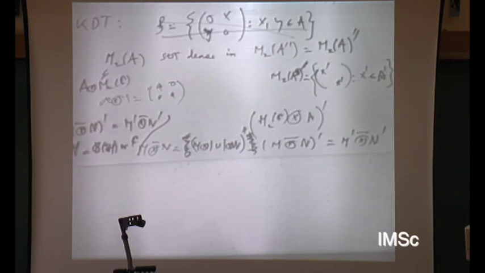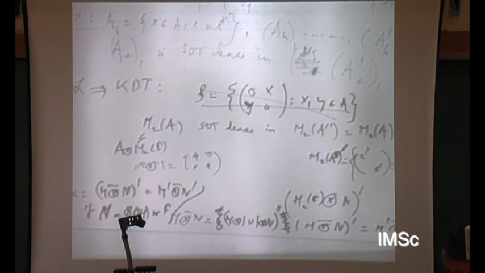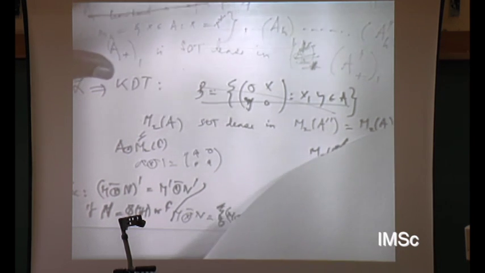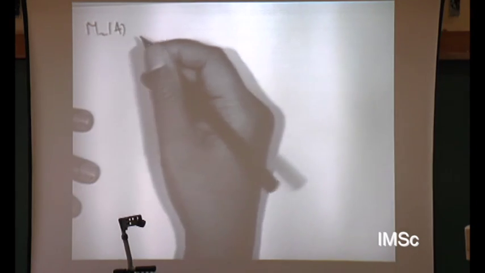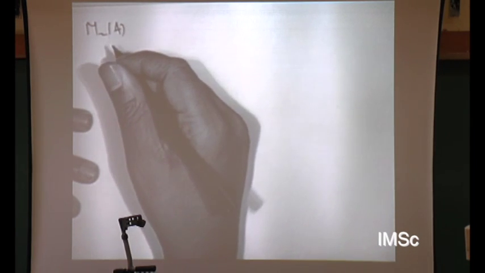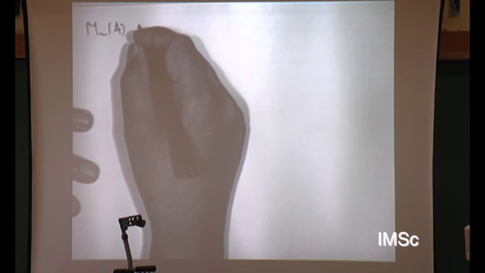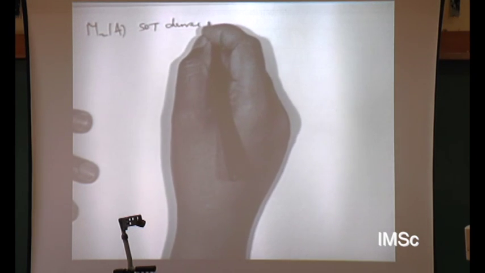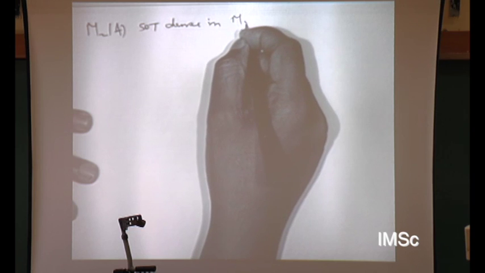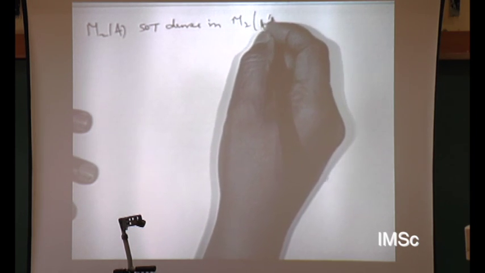So let me go back to this messy thing. Let me just observe that if you take M2 away, that is the star algebra which is SOT dense in M2 of A double prime.